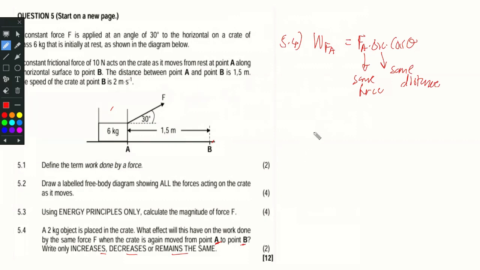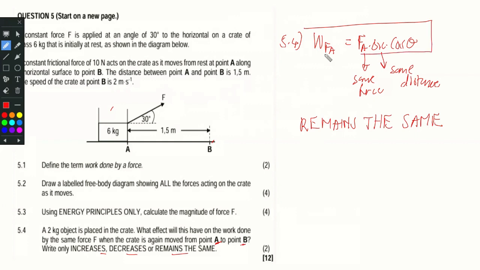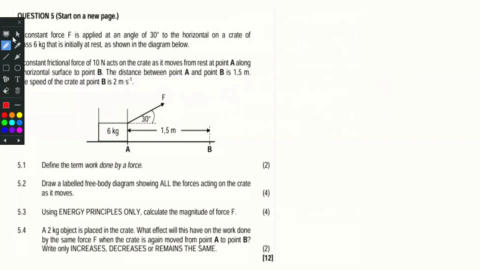And then for 5.4, it will just be remains the same. With this formula, there is no mass. As you can see, there is nowhere where we consider a mass. So the work done by the force applied is independent of the mass. Okay, so now let's move on. So 12 marks in the bag, just like that.